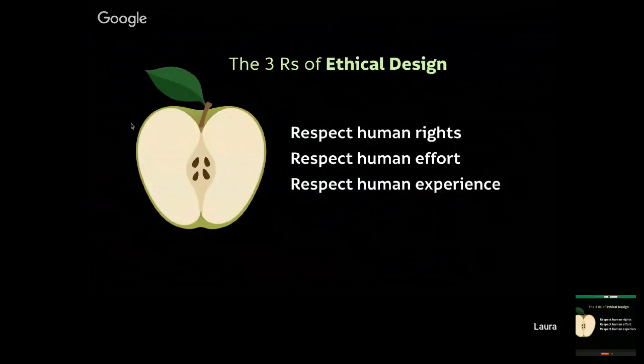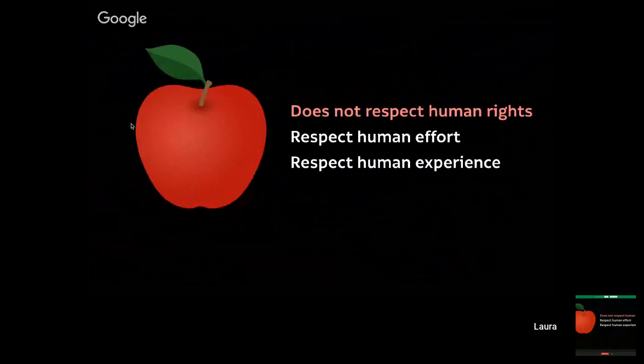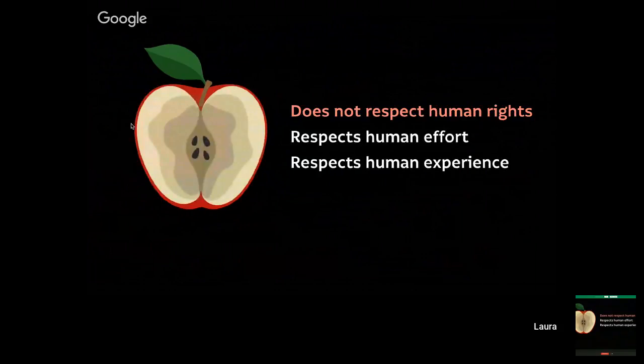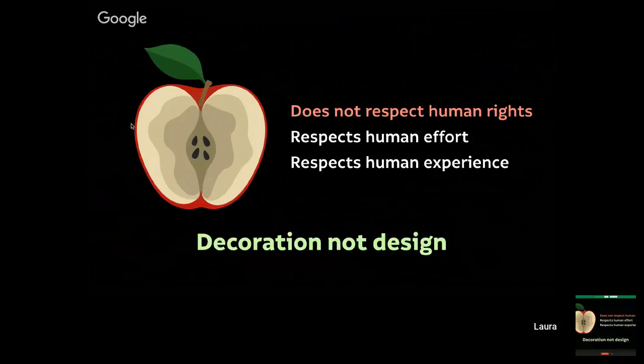When we don't respect the core, when we do not design things, there are a lot of modern products that are like this. They might look beautiful and tasty on the outside. On the inside, the appearance is just superficial. It might look really tasty on the outside, but you don't want to eat that apple. This is decoration, not design. These products use decoration to make their true intentions and their true design more palatable. They don't really care about your rights.